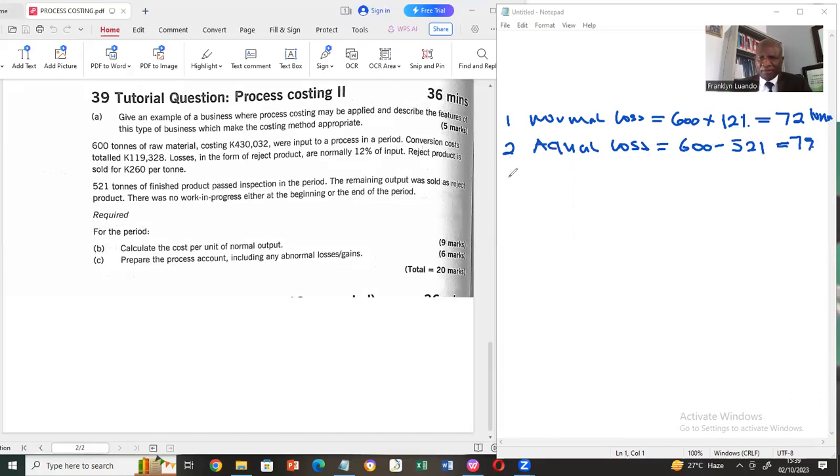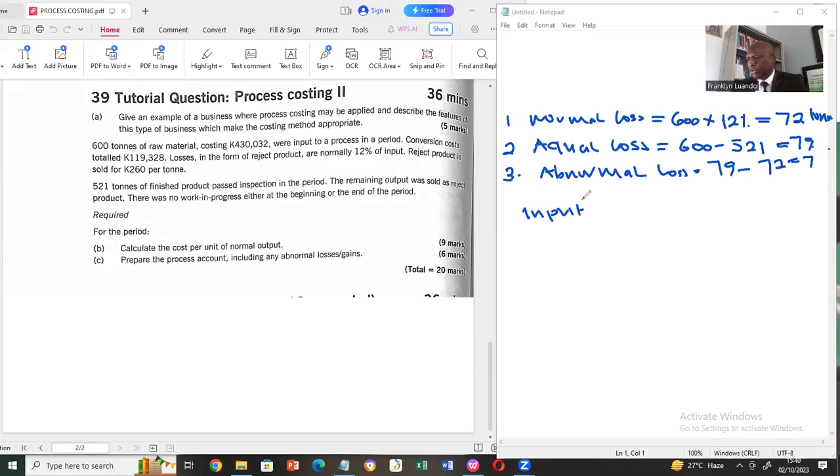So number three, abnormal loss. The abnormal loss is equal to actual loss, 79, less normal loss, 72. So we have 7 tons, because these are in tons. The next thing now is to find out the total production cost. Total production cost, always you should remove the normal scrap value.